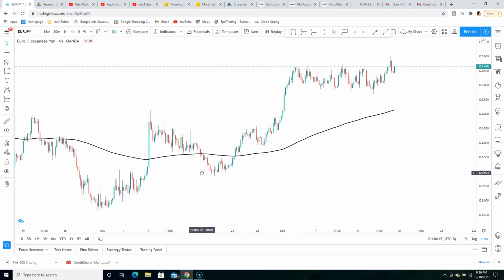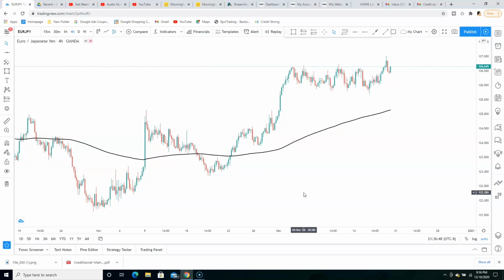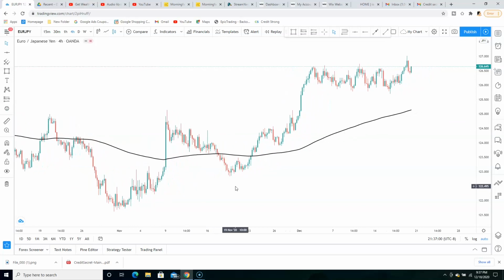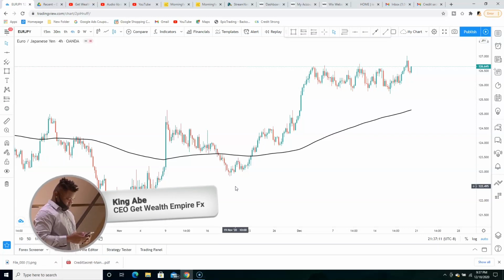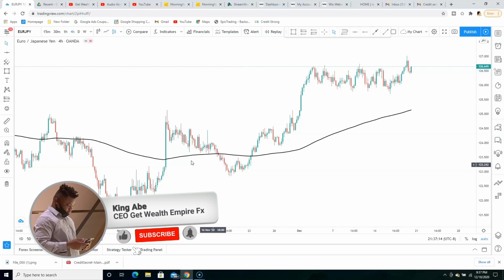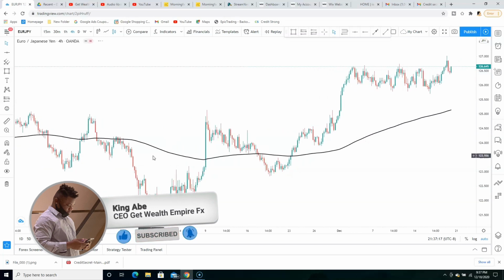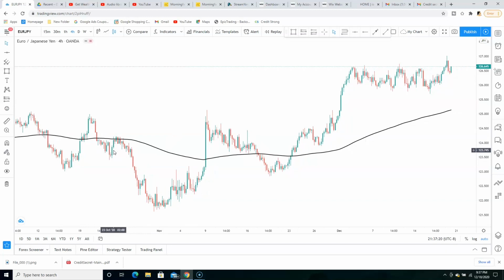Now I'm going to explain how the 200 moving average actually works, but this is an exponential moving average. Make sure you add in exponential moving average, not simple moving average. Whenever you have the 200 moving average on your chart, basically what that means is you're looking for long-term trading. Also, people add the 200 EMA to their chart as support and resistance. You can also use the 200 EMA as support and resistance.